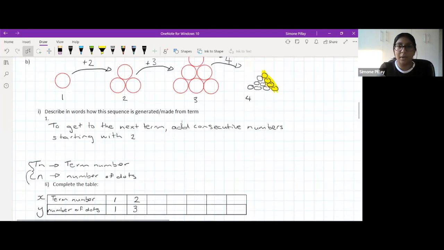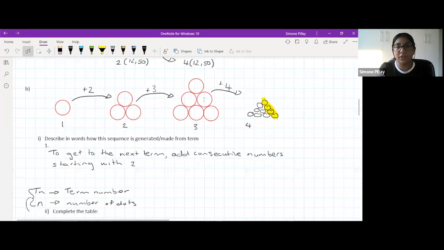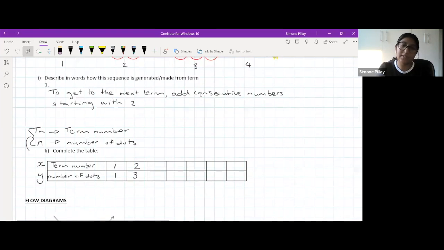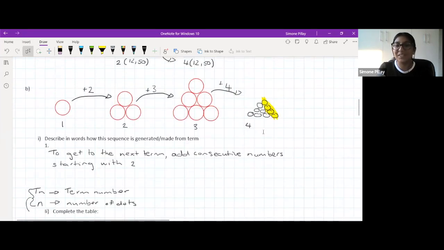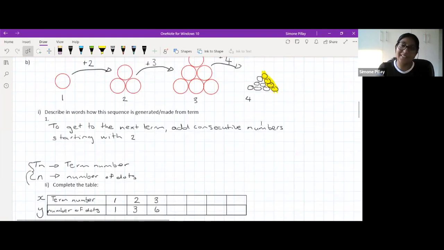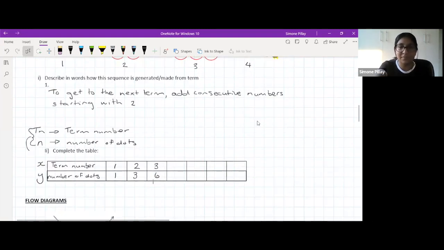So let's complete that. Term number 2, we have 3 dots. Let's look at term number 3. We have 1, 2, 3, 4, 5, 6 dots. So let us put that in there. And my little lovely drawing of term number 4. Let's look at that. Term number 4 we counted has 10 dots. If I were to carry on with this, let's go term number 5, term number 6, and term number 7.